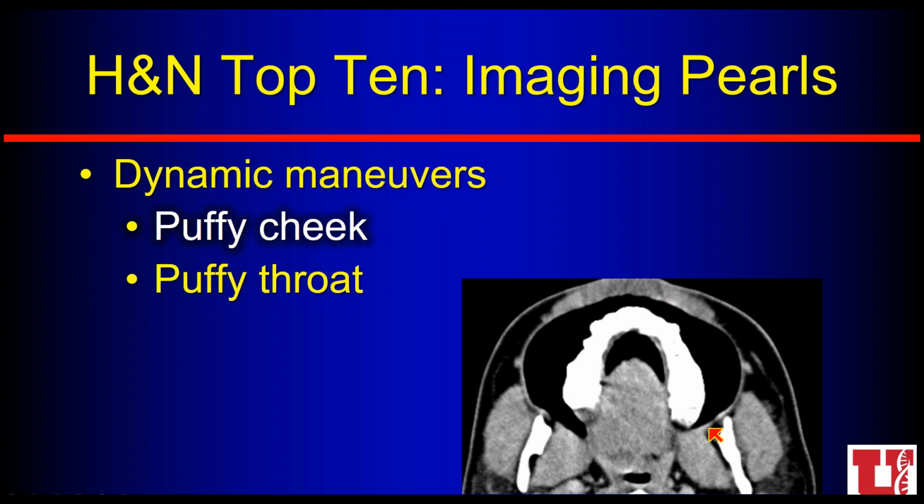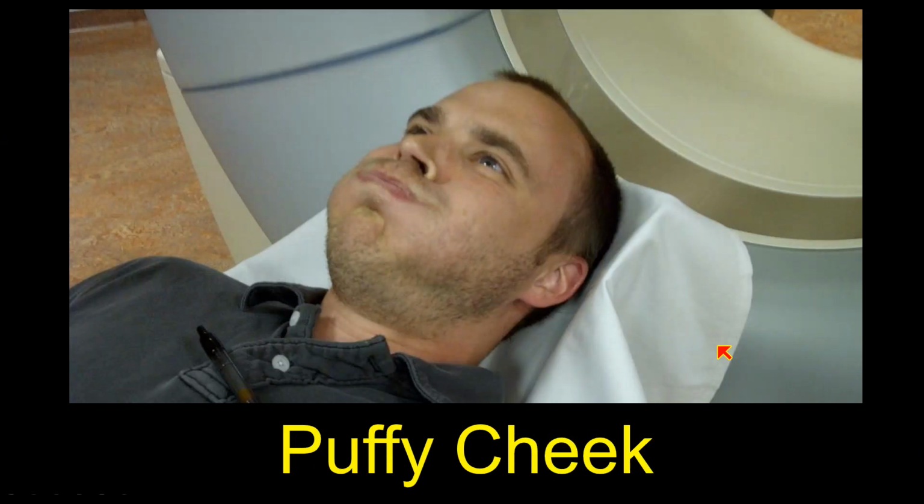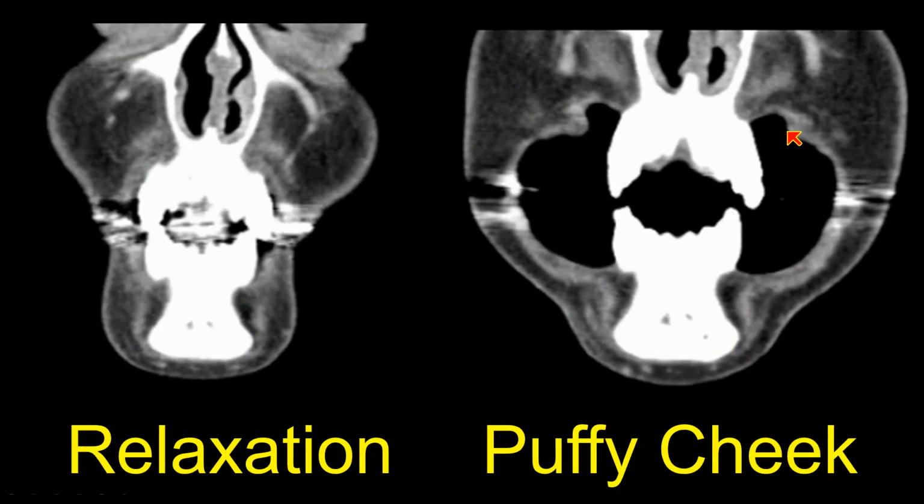So the puffy cheek is one of those areas where the tip of the tongue goes back and we can see air going back towards the retromolar trigone. So if we want to evaluate the buccal surface, the lining surface of the oral cavity, we can do that very nicely by having the patient puff out their cheeks. We can see that anatomy very well. So sometimes doing a second pass on a patient where we have them puff out their cheeks, it makes it much more obvious to find a lesion along the buccal surface.